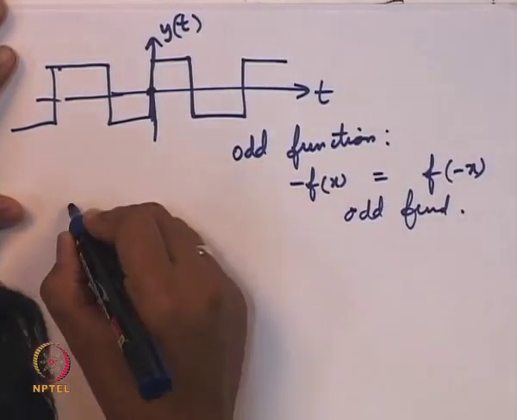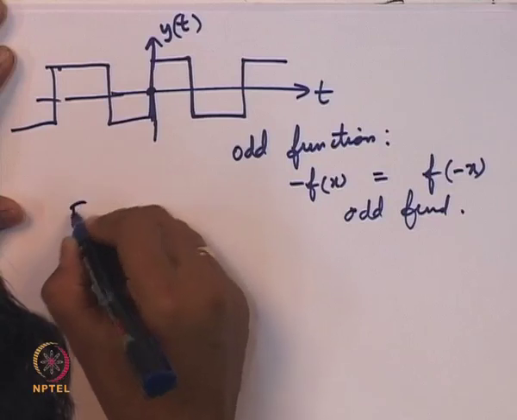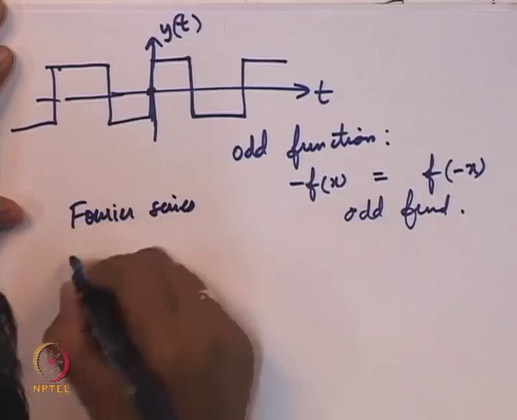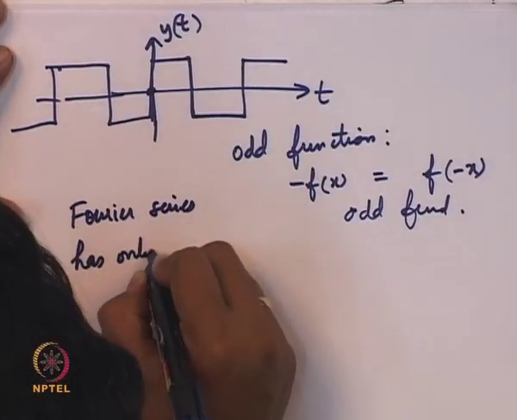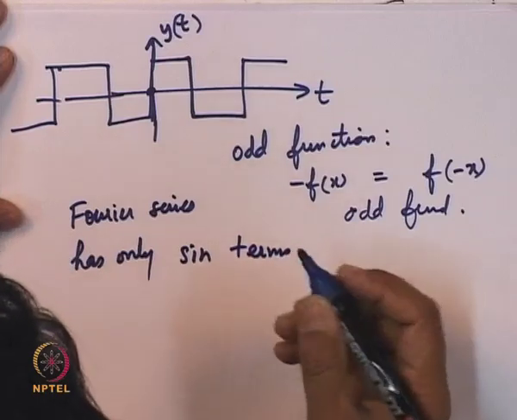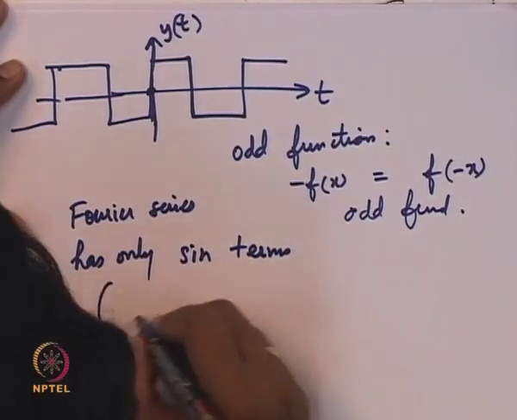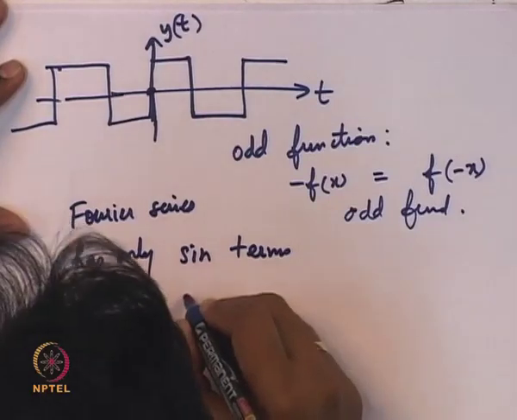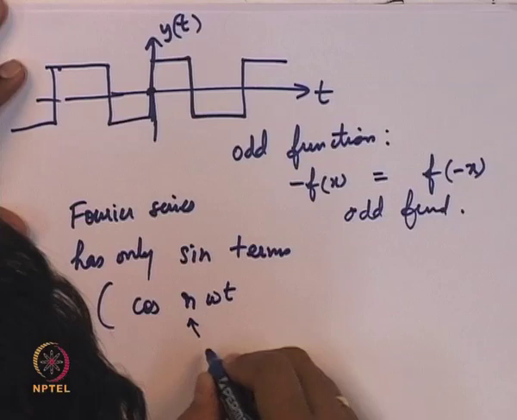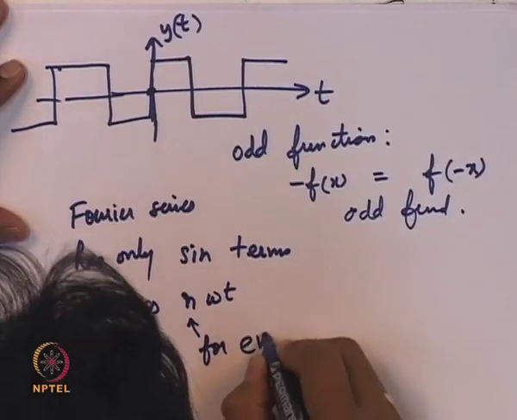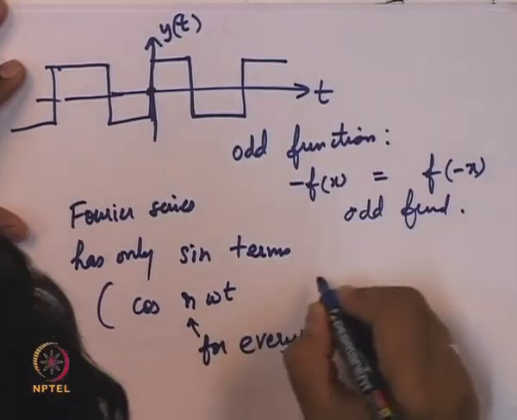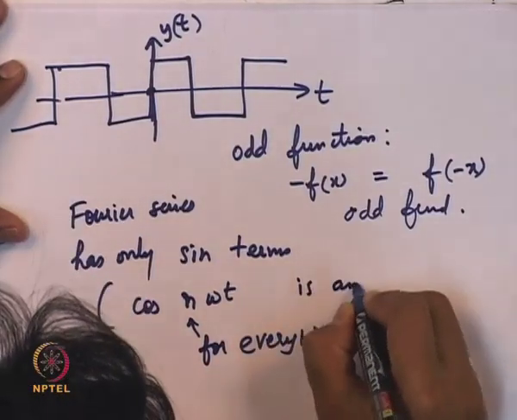So, odd function, so Fourier series has only sine terms. Why? Because cos n omega t, for every n, is an even function.